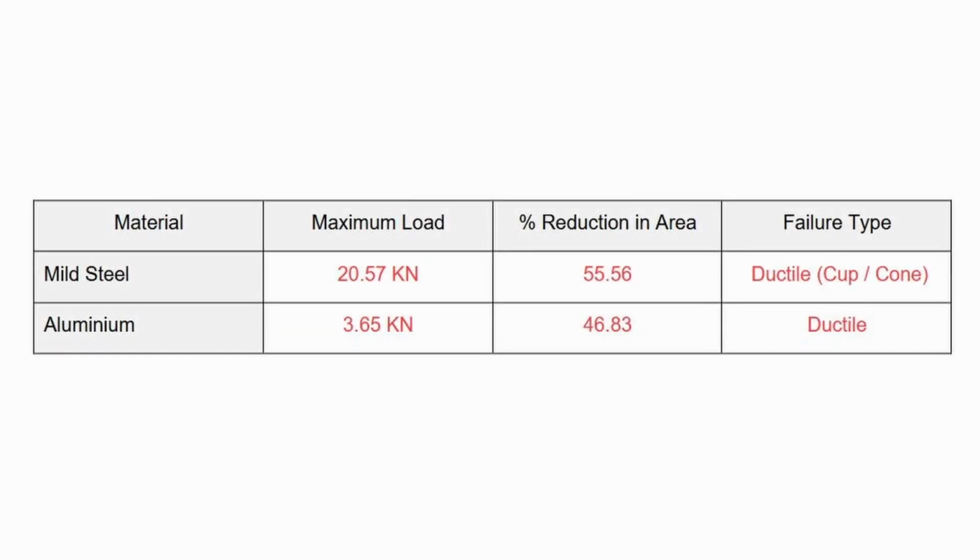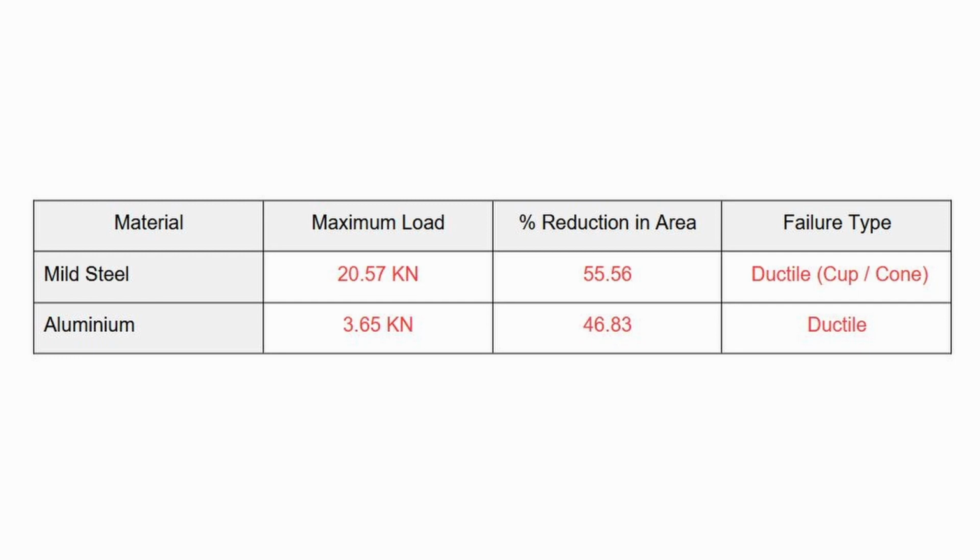These are our final results for the mild steel and the aluminium tensile samples. So the mild steel sample was able to withstand a maximum load of 20.57 kilonewtons. It had a reduction in the cross-sectional area of 55.56%, and the failure type was a cup cone ductile fracture.